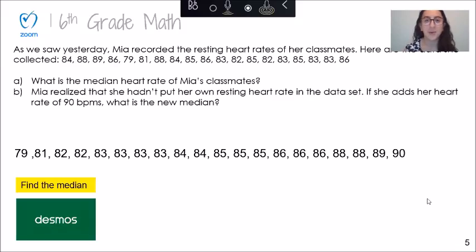Now it's your turn. When I say go, you're going to go into Desmos and find the median using the same process I did before. There's some answer choices for you to choose from in there. Then we're going to come back together to see what you found. Ready? Go.